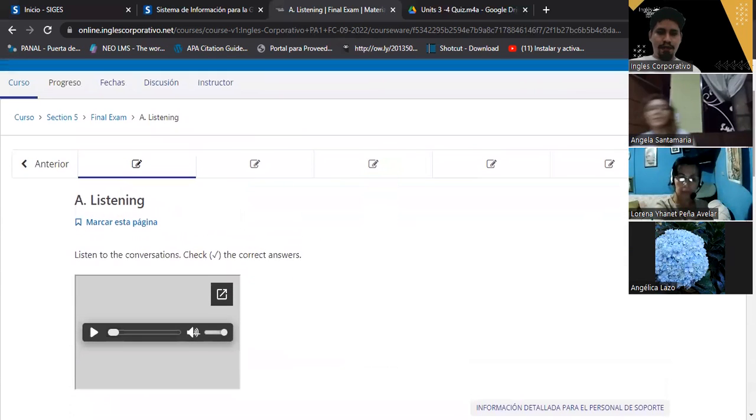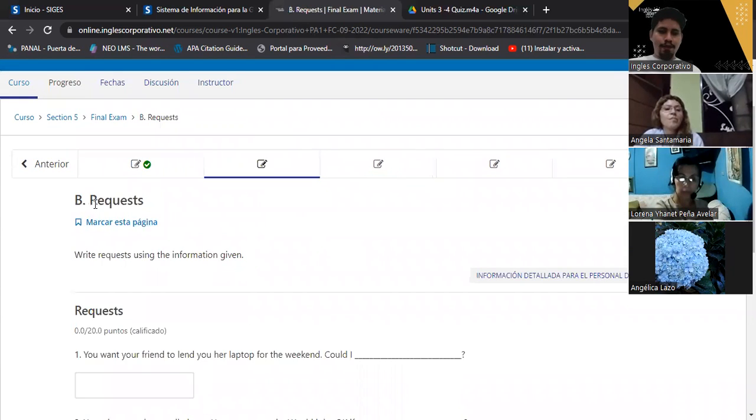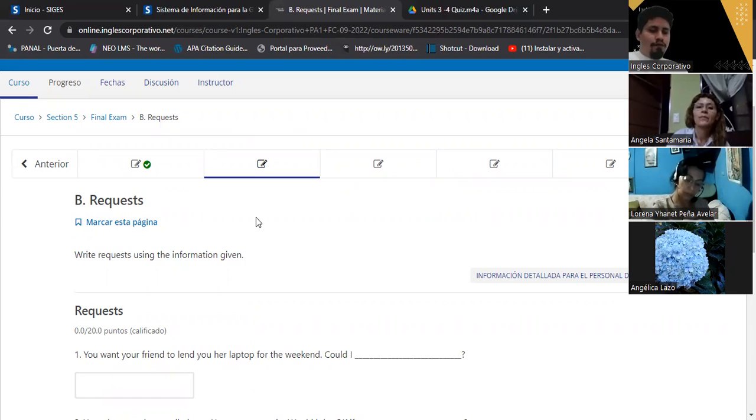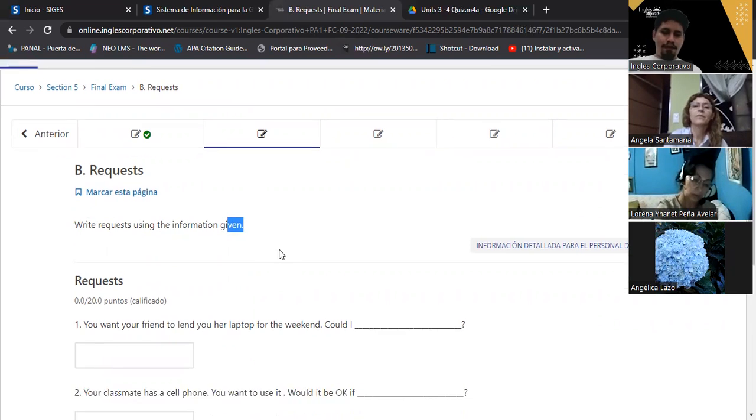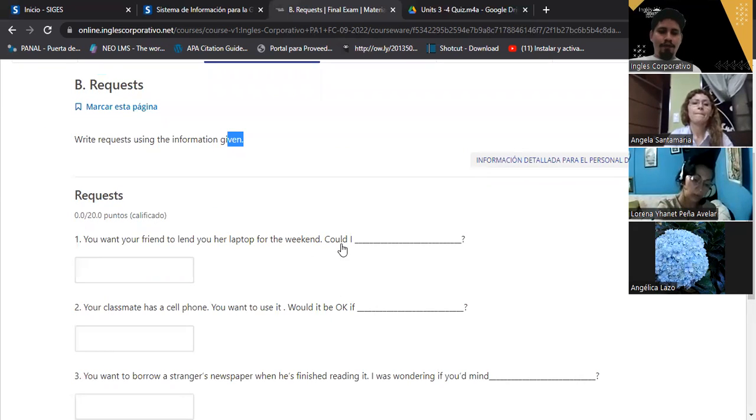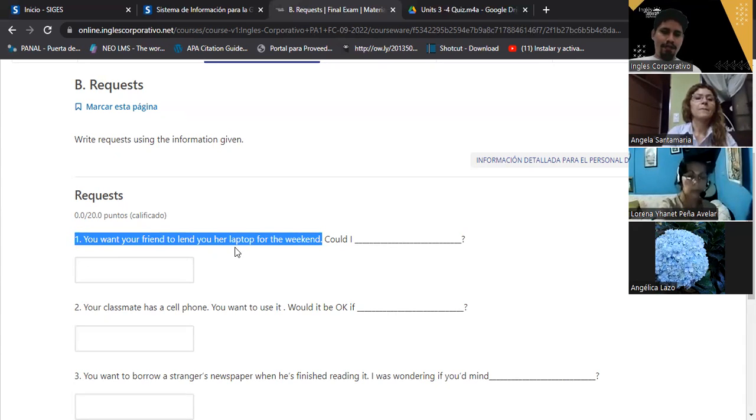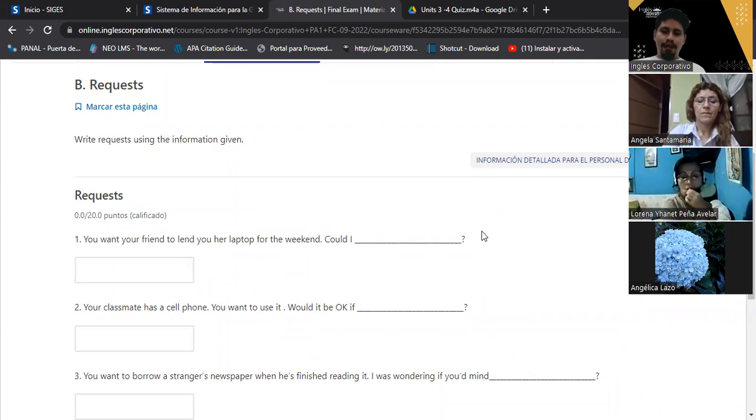We're going to move to the next section, and this is regarding requests. In section V, we're going to find instructions that say write requests using the information given. There you have part of the questions, or requests, and here we have the information that we are going to be using in order to create this kind of sentence. Number one, it says, you want your friend to lend her laptop for the weekend, and the expression starts like: could I.